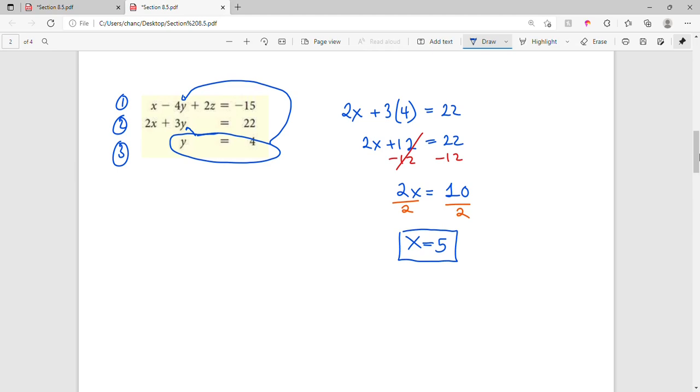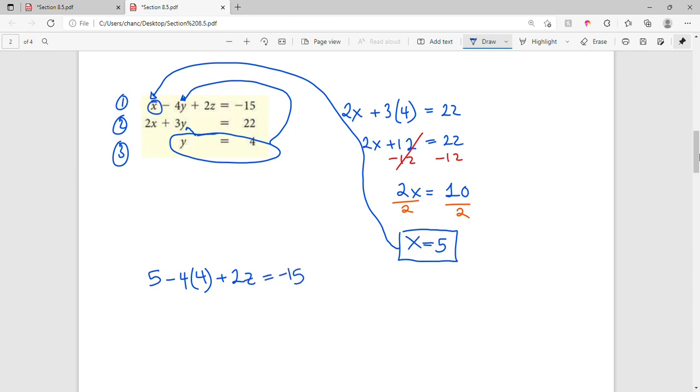We're given the y coordinate, and all we need to do is find z. Let's plug this x into the first equation, and we already know y is equal to 4, so I can also use that at the same time. Since this is set up for substitution, let's plug in the numbers. We have 5 minus 4 times 4 plus 2z equals negative 15. Again, we're replacing the x with a 5 and the y with a 4.